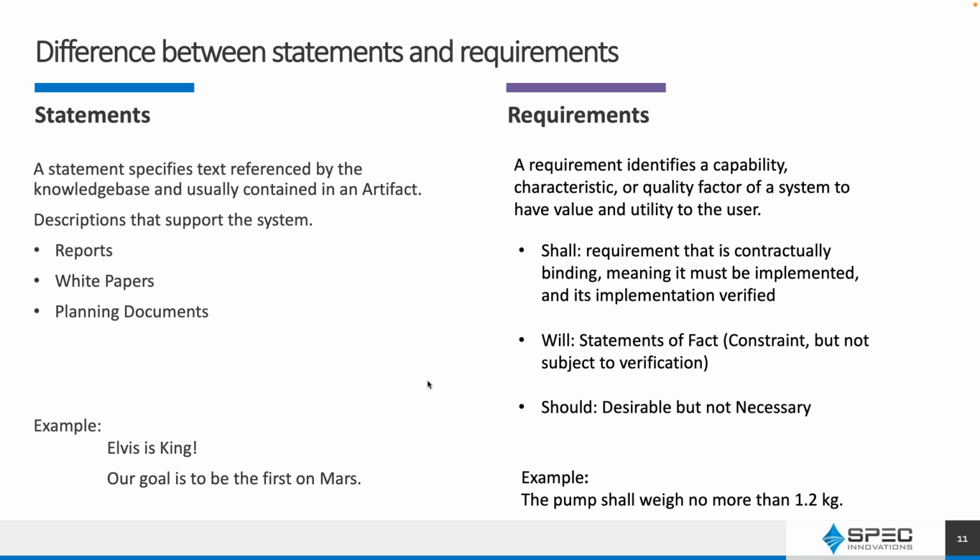The system, in this case the pump, shall weigh no more than 1.2 kilograms. Okay, very strong requirement. Now that's really a performance requirement, right? Your system, your pump in this case, can't weigh more than a certain amount. It doesn't tell you what it's going to do, so that's not a functional requirement, but it's a very good performance requirement.